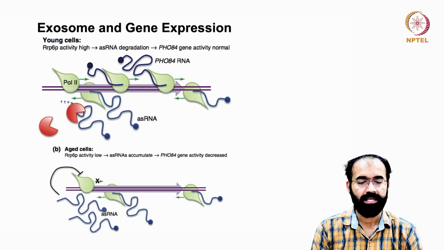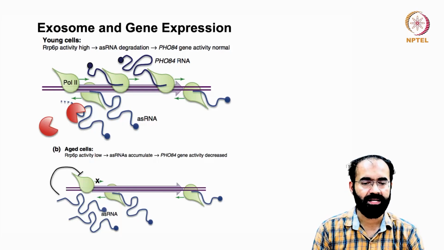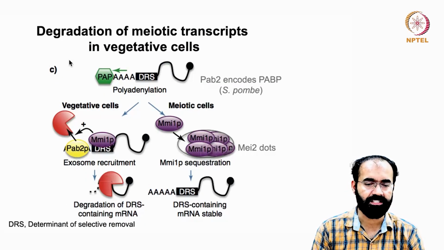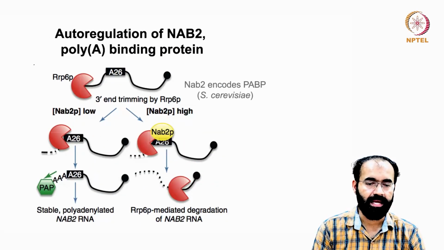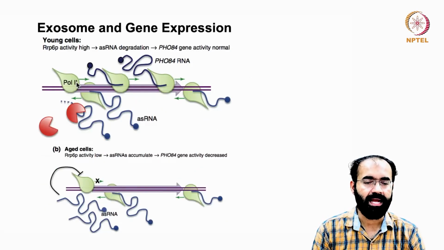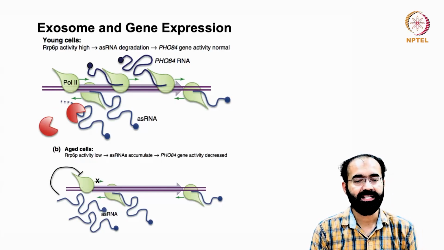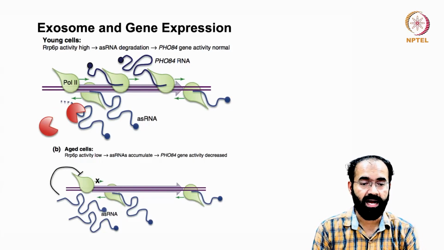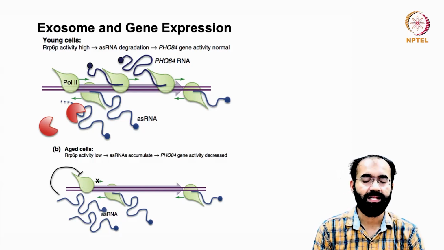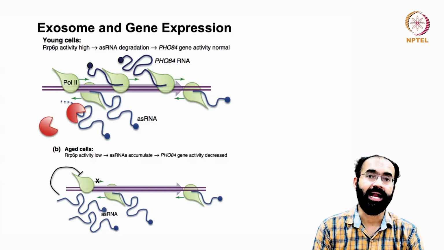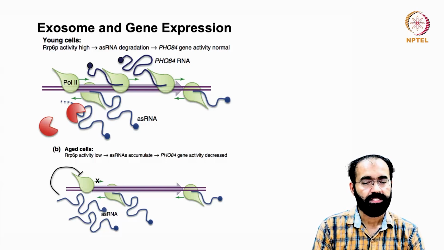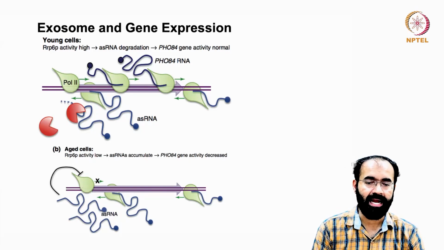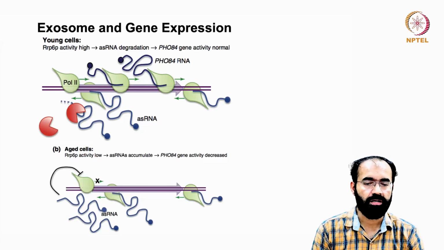Let us see an example. Here we are comparing young cells versus aged cells. In young cells, what happens? RRP6P, which is basically an exosome, has pretty high activity in young cells. So what will happen? It can do an antisense approach. How does it do that? It can cause the degradation of an antisense RNA, and because of this, a gene called 484 remains normal in activity.